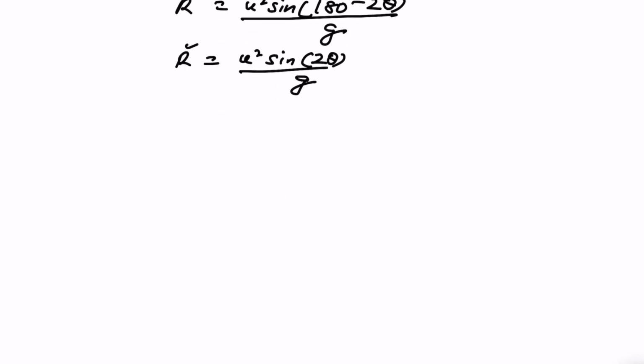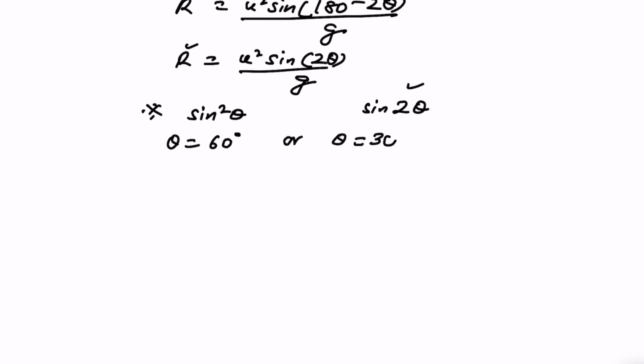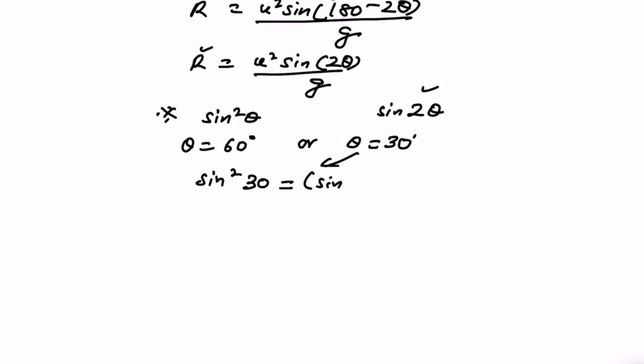One more important thing: the difference between the value of sine square theta and sine 2 theta. We are having sine 2 theta in the formula for range, and we are having sine square theta in maximum height. Say the value of theta is 30. If we have theta 30, then what will be the value of sine square theta? That will be sine square 30. This can be written as sine 30 whole square. Now the value of sine 30 is how much? Half. So that will become 1 by 4.